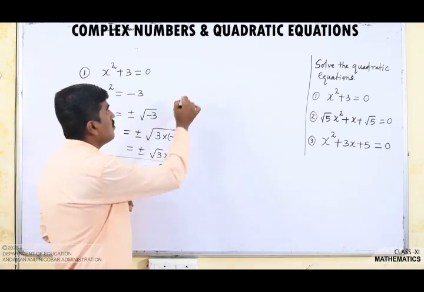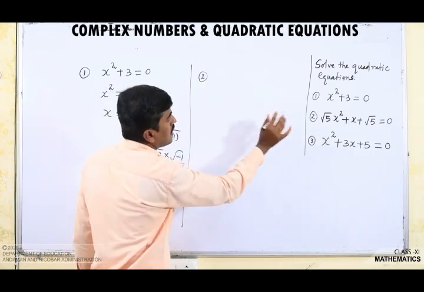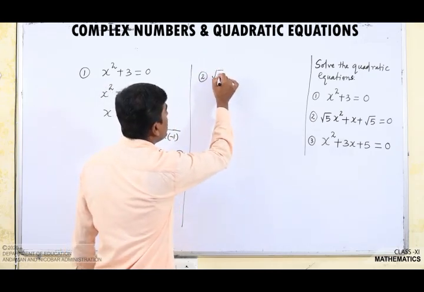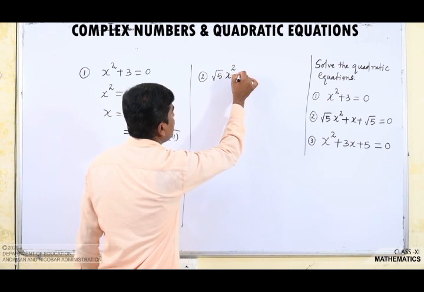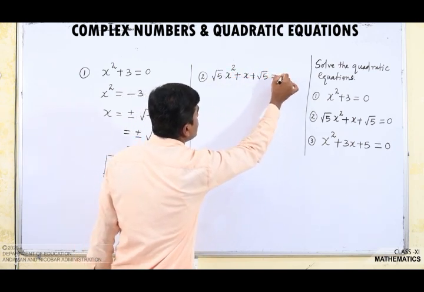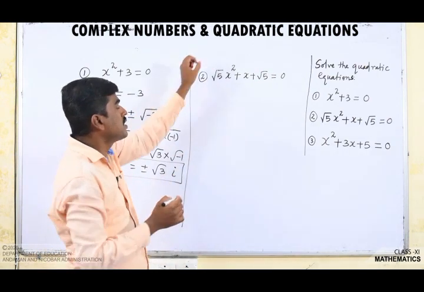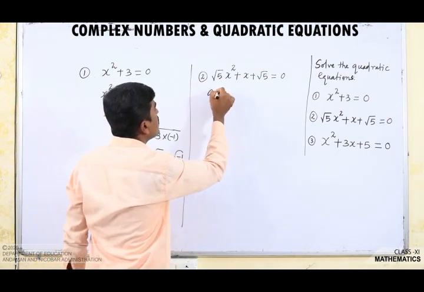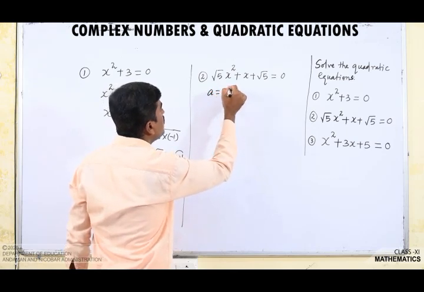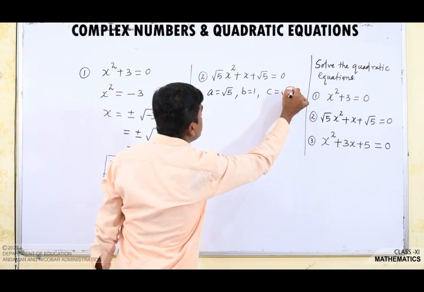Okay. Now let us take the second one, that is root 5 x square plus x plus root 5 is equal to 0. Now you compare it with the general form of the quadratic equation, that is, here a is equal to root 5, b is equal to 1 and c is equal to root 5.